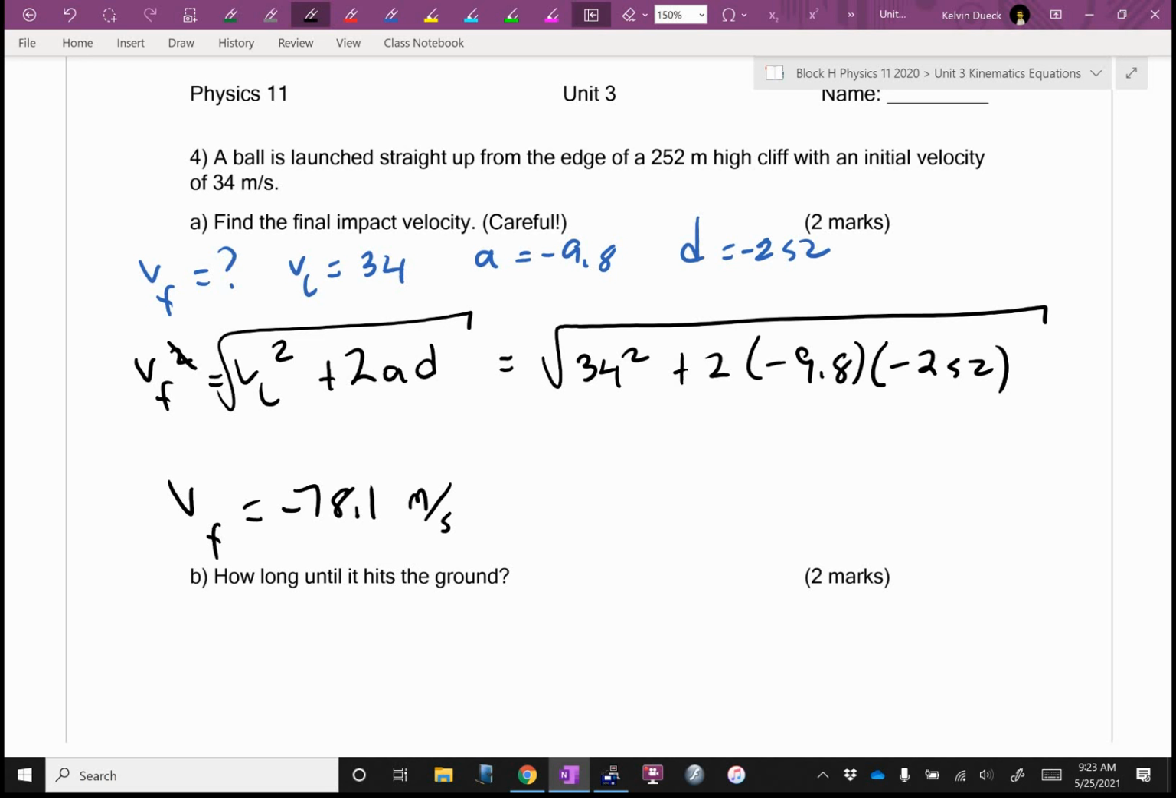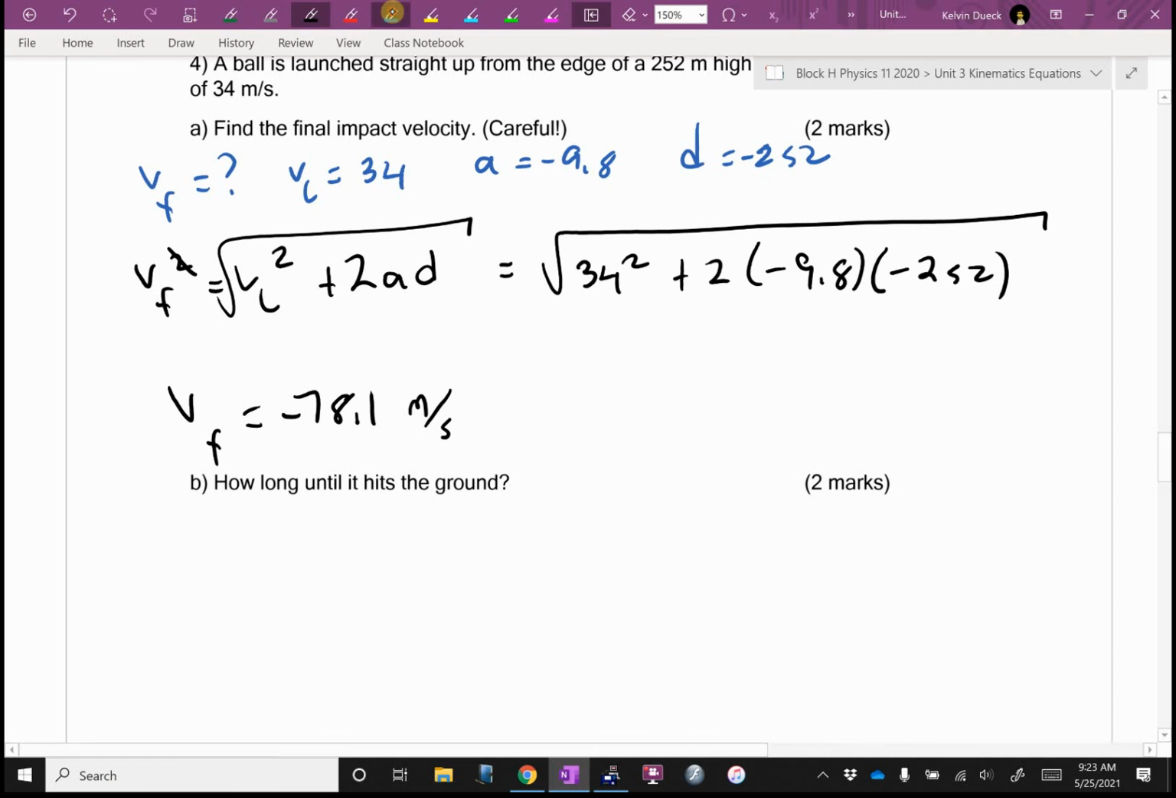In some ways, the math for that is easier. You're not having to worry about the negatives showing up or not showing up, because I think it will take care of it, but less work. Part B, time.